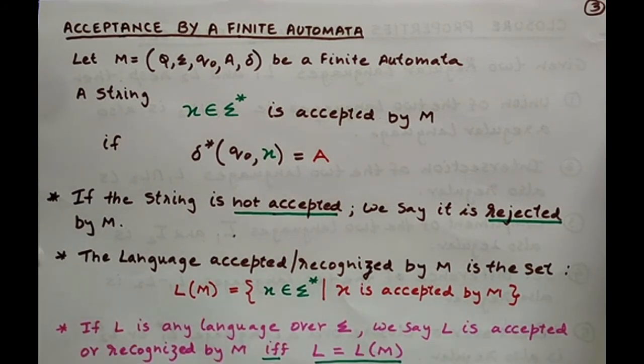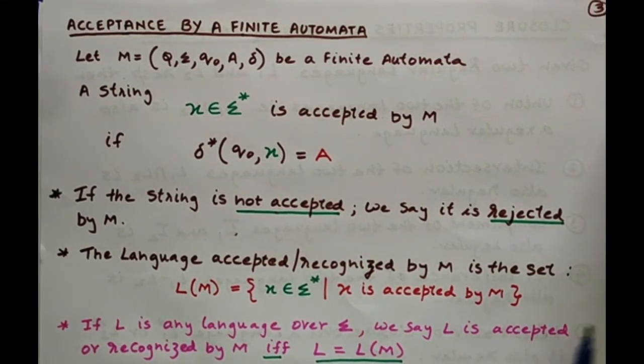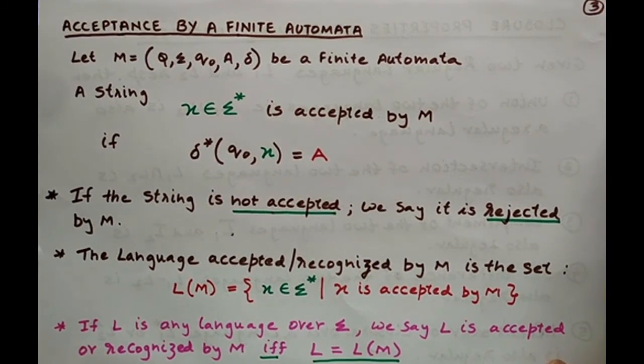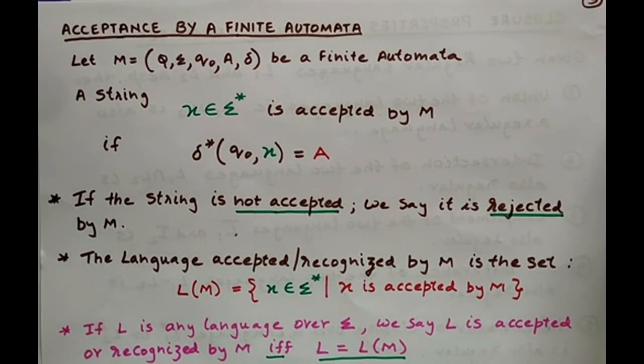A very important result that we are going to use now. If L is any language over sigma, suppose L is any known regular language over sigma, we say that this language L is accepted or recognized by M if L is equal to L of M. So keep this statement in mind, so that later when we write the proofs, this statement will be very handy. So that's all for this lecture.